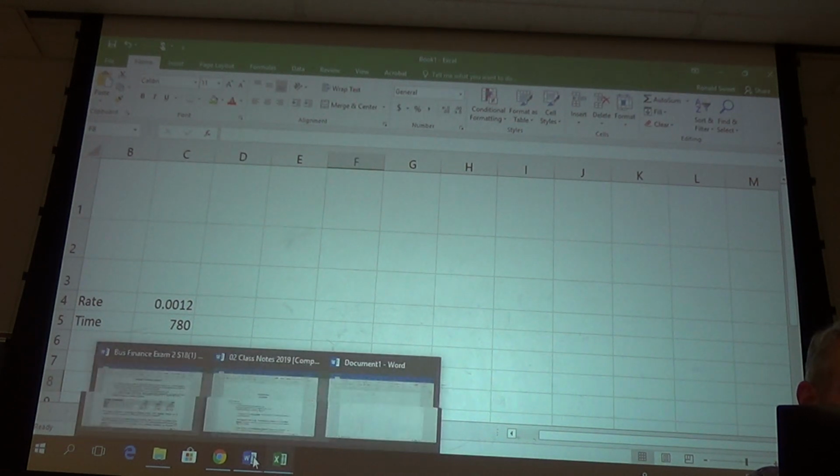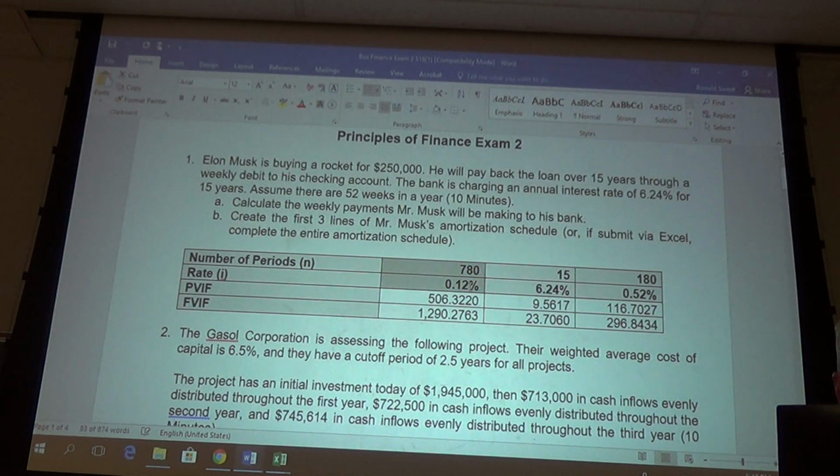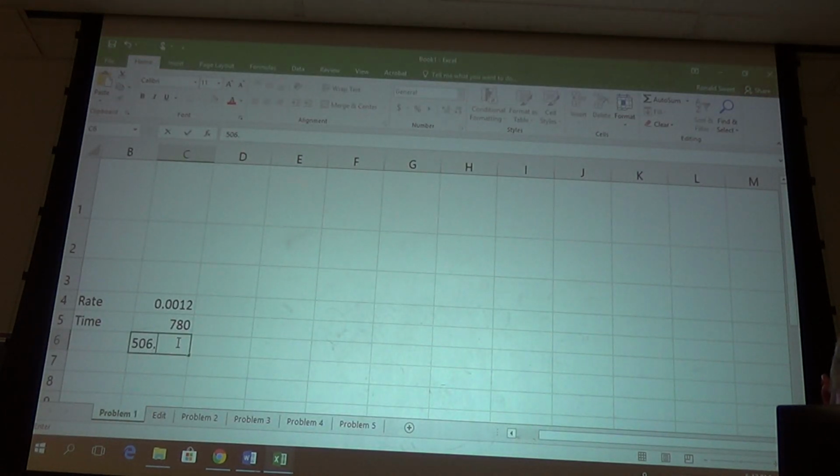So if you go back to the problem, I have some students that think they have to memorize that PVIFA or FVIFA formula. You don't. I give you this table. This is exactly like it's on the exam. So which table are we looking, which column are we looking for? Yeah, they're right there, and then are we doing present value, future value? It's present value, so we're going to pick that number there, 506.3220. And that becomes our present value interest factor of an annuity.